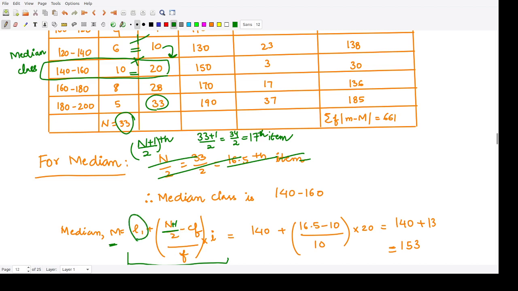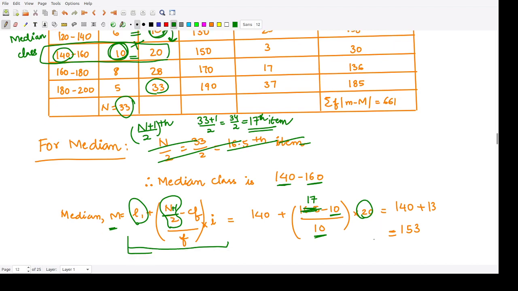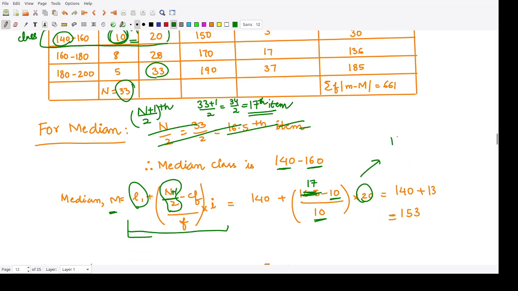So the value of L1 here is this lower value, that is 140. Then the value of (n plus 1) by 2, that is 17, that we have just calculated. The value of CF is the value obtained previous to that of the median class, so it would be 10. The frequency here is also 10. And what is I? I here is the interval length, 160 minus 140, that is 20. So when you substitute this, let's look at what we have.